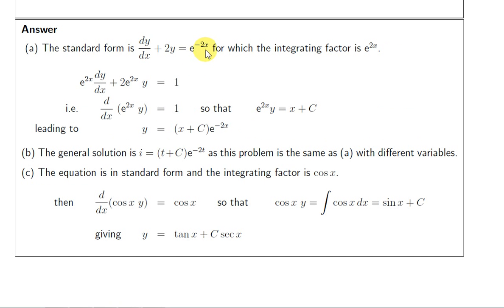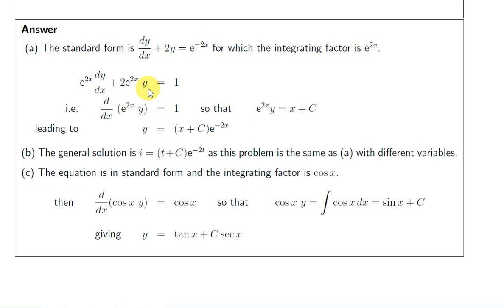Now, to get the integrating factor, we look at the coefficient of y, which is 2, and integrate it with respect to x. If we do that, we get 2x. Then we take the exponential of 2x. So the integrating factor is e to the power of 2x. The next step is to multiply the differential equation by the integrating factor. So we just put e to the 2x in front of everything. E to the 2x by e to the minus 2x is e to the 0, which is 1.